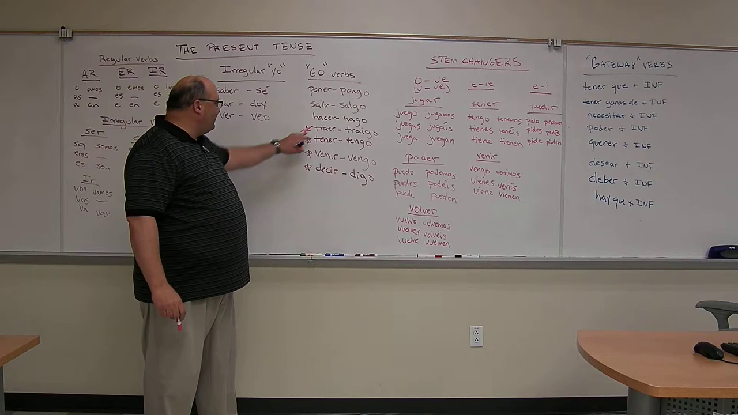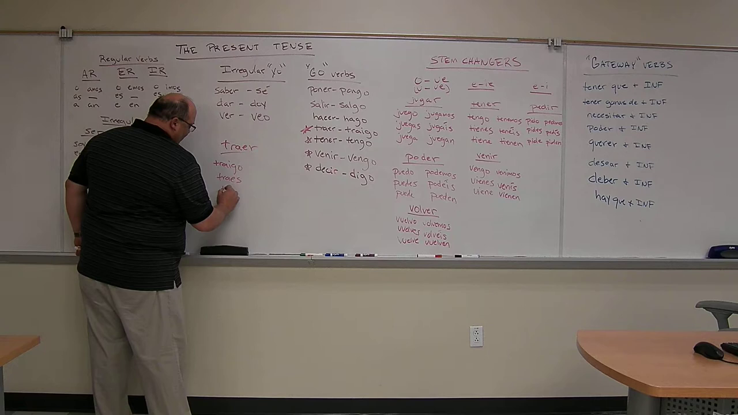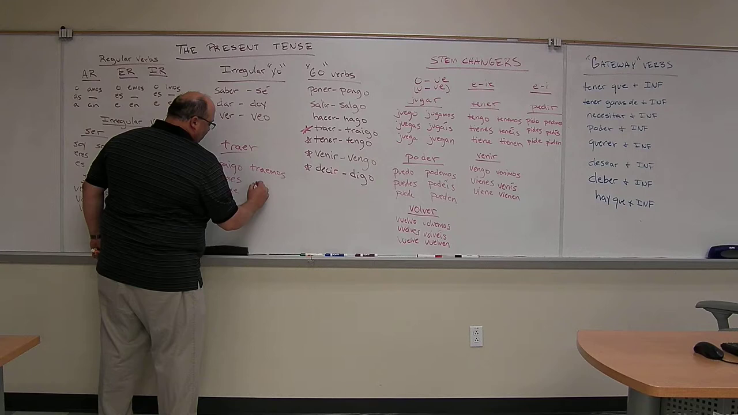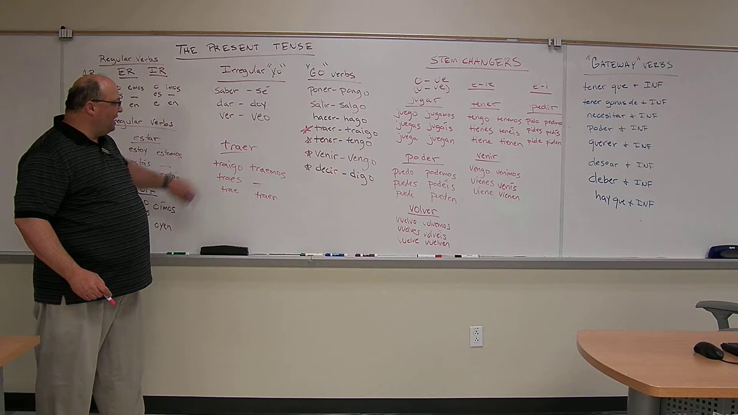So, traer, traigo, traes, trae, traemos, traen, and we won't worry about traéis with vosotros, okay? But it follows the pattern. The other ones follow the pattern, but the yo form does not.